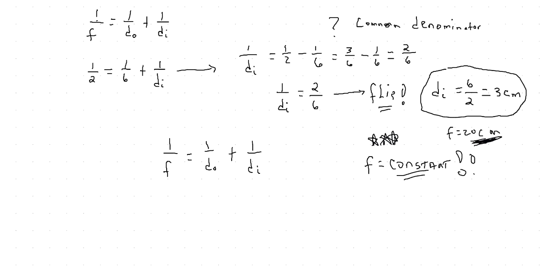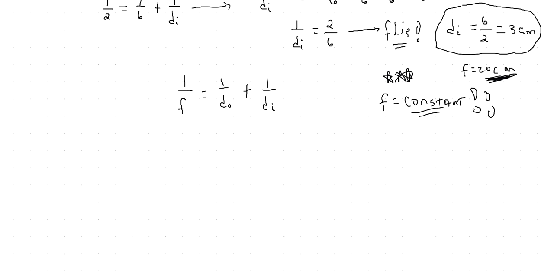Okay, so let me show you a simple example. Suppose I have this. Suppose do is 30 centimeters, I don't care. Okay, and suppose di is 50 centimeters.